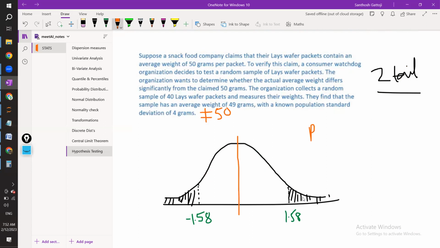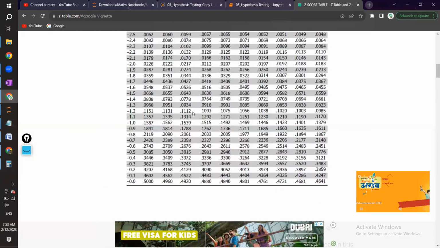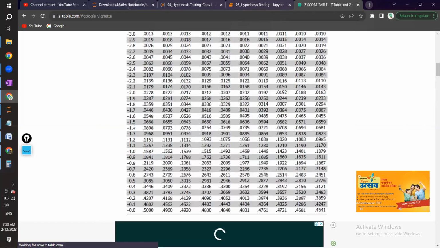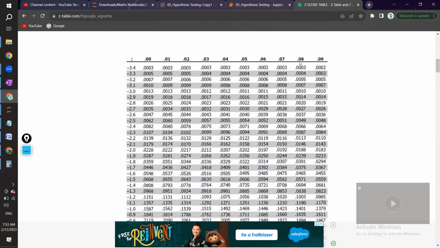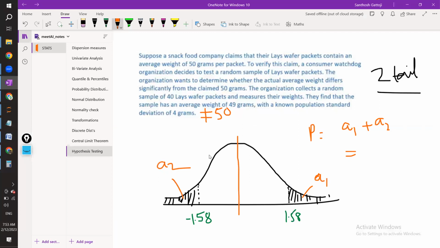So the p-value will be area 1 plus area 2. Now what is this area? If you calculate only this much area, at minus 1.58, we'll look up minus 1.5 and 0.08. This is 0.05. Getting it, guys? Minus 1.5 and 0.08 gives 0.05. Agree, Santosh?